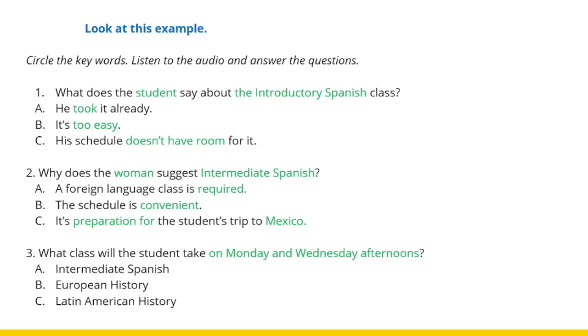And also, as I mentioned earlier, you have your multiple choices A, B, C. So you need to pay attention and highlight or circle the keywords. In this case, he took it already, so took already; too easy; and doesn't have room. Think about a paraphrase as well. When someone says doesn't have room, it means his schedule doesn't have room.